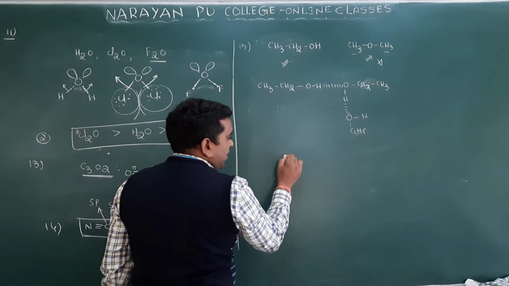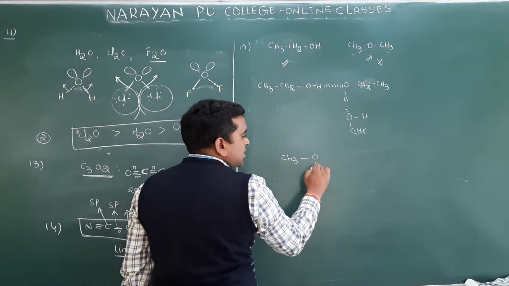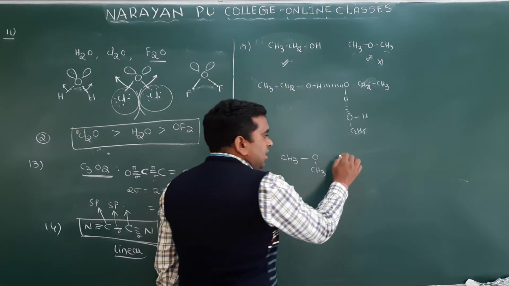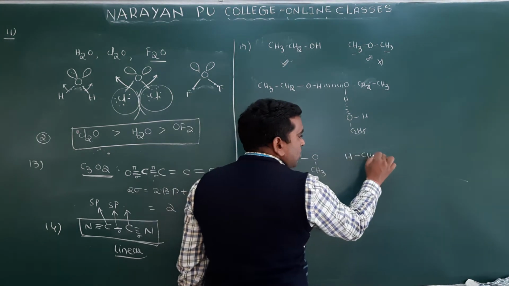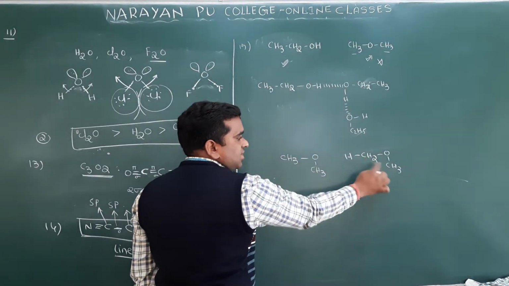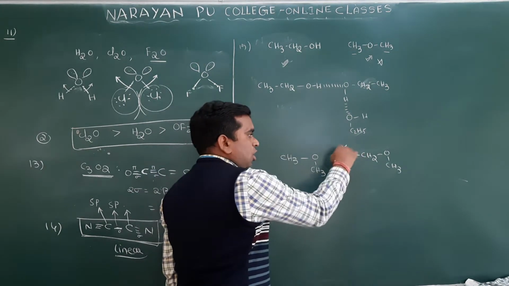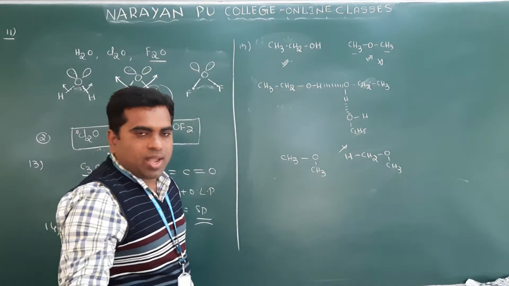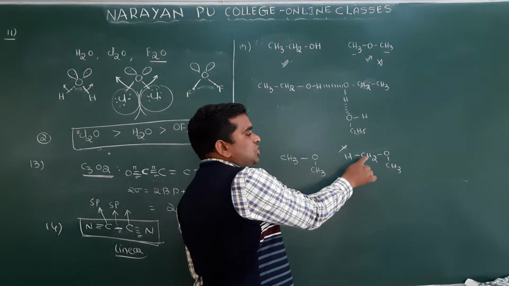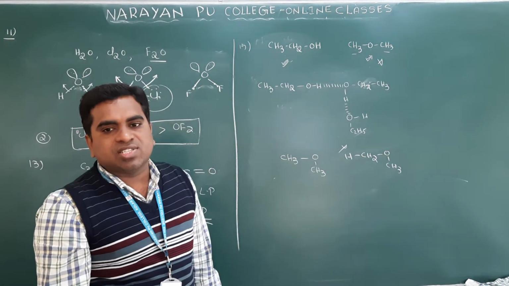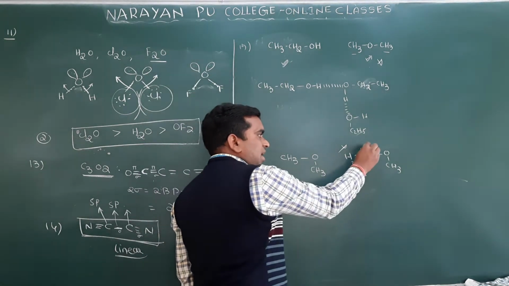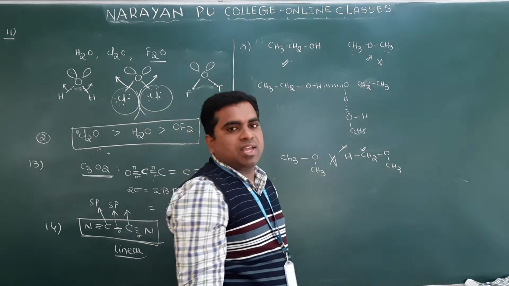If you take this one, is there any chance of hydrogen bonding here? Yes, there is. In this one, oxygen is there, but the next one has hydrogen that is not attached to any highly electronegative atom. Hydrogens are there in CH3, but these hydrogens will not participate in hydrogen bonding. Why? Because for a hydrogen to participate in hydrogen bonding, it must be attached to a highly electronegative atom, that is oxygen, nitrogen or fluorine. But here it is attached to carbon, which is less electronegative.